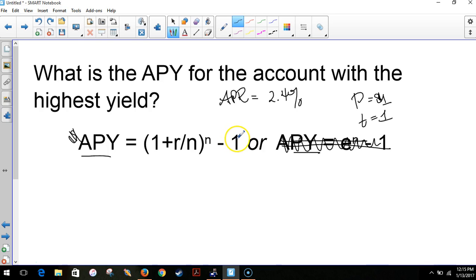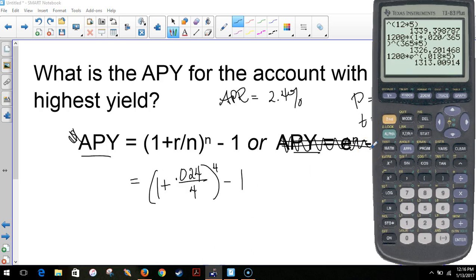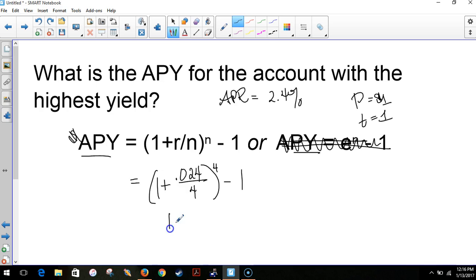So my rate on the quarterly account was 2.4, and so my APY is going to be 1 plus the 0.024 over 4, because it's quarterly, to the 4th power. And then I'm going to subtract out this 1 at the end, but I need to do this first. So 1 plus 0.024 divided by 4. Let's raise that to the 4th power, and I get 1.0242, we'll say.